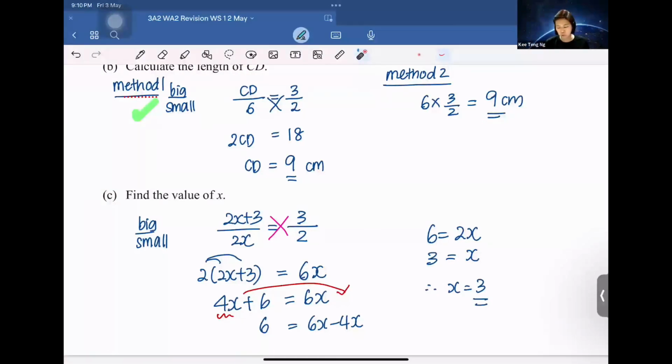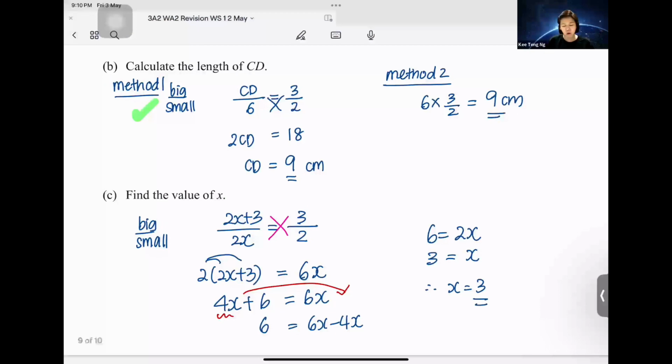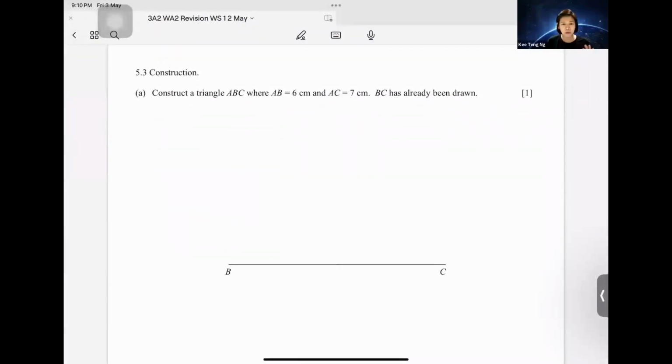Okay, with that, we come to the end of this part of our video. I have another page on construction. Unfortunately, I'm not able to show construction on my iPad directly. So if there's time in class, I'll show this question when we go through the paper in class.